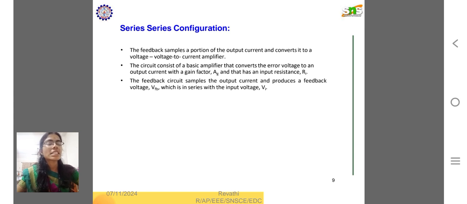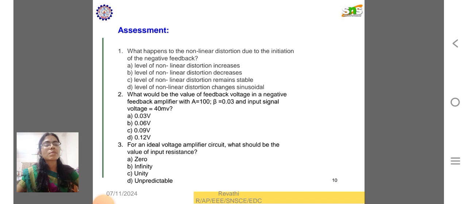The series configuration states that feedback samples a portion of the output current and converts it to a voltage, for a voltage to current amplifier. The circuit consists of a basic amplifier that converts the error voltage to an output current with a gain factor Ag, and that has an input resistance Ri. The feedback circuit samples the output current and produces a feedback voltage VFB, which is in series with the input voltage VI.